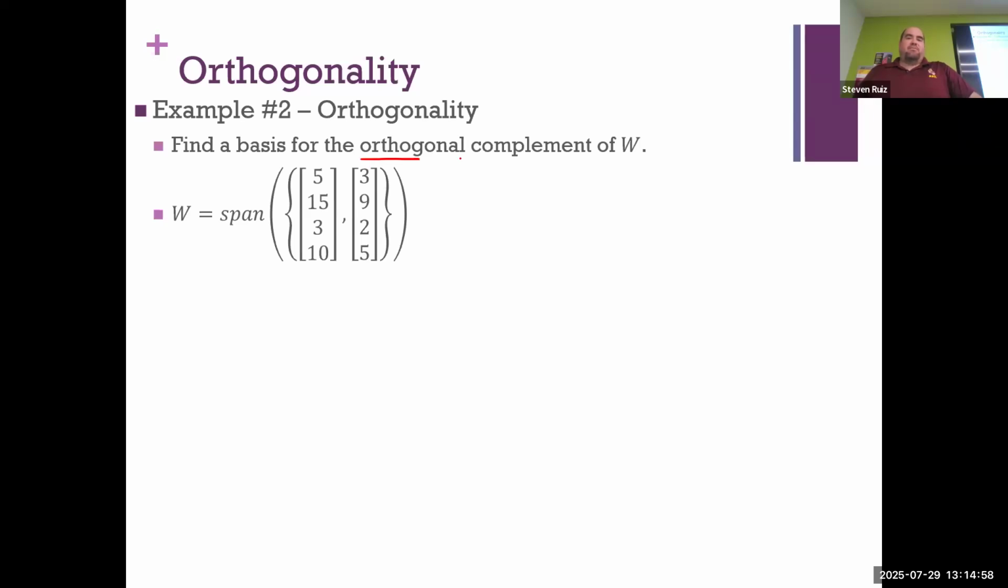So if I'm looking for the orthogonal complement of W, what are the vectors in that span going to look like, or what's going to be true about them? So one of them, both of them, has to be both, right? So basically, here's one thing we do know is that (5, 15, 3, 10), if I dot that with, I'll just call it a generic V again, that equals 0. Same thing is true for the other vector.